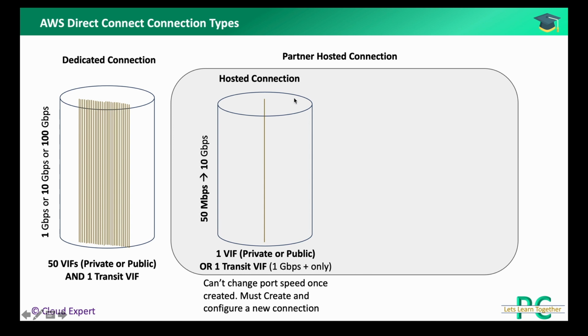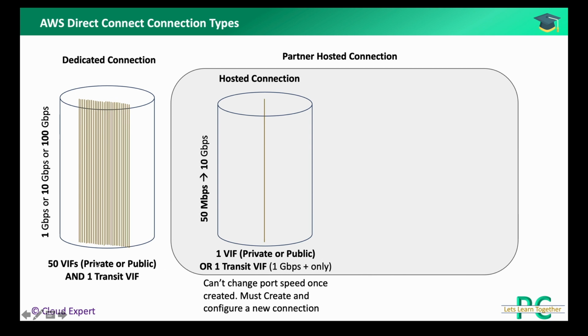But one point to be remembered here: if you are using hosted connection, you will have only one virtual interface. Either it will be private or public. You will not have more than one private or public VIP. And if you have more than 1 Gbps connection, in that case, you can get an extra transit VIP.